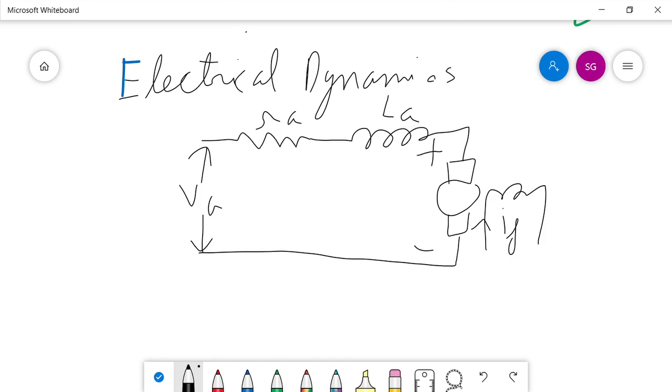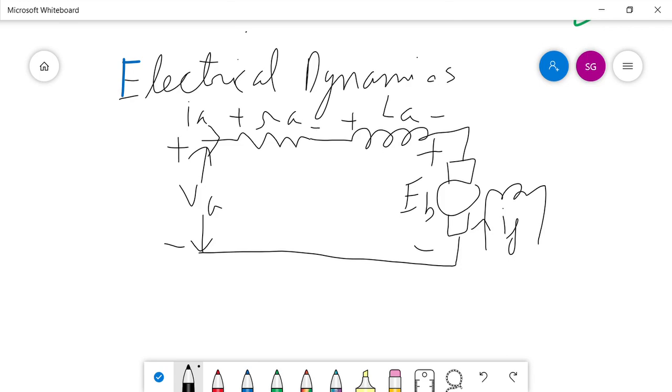This is EB. EB is what? EB is the back EMF induced across the armature winding. That will oppose this. EB is in opposite polarity to your VA. So VA is here. This VA will generate a current, so there will be a drop across RA. So this is plus minus, and there will be plus minus here.